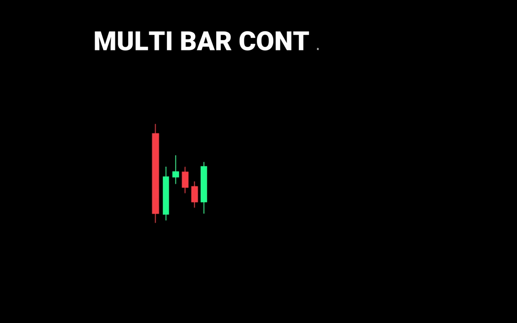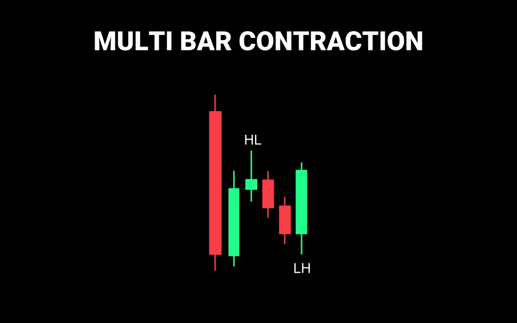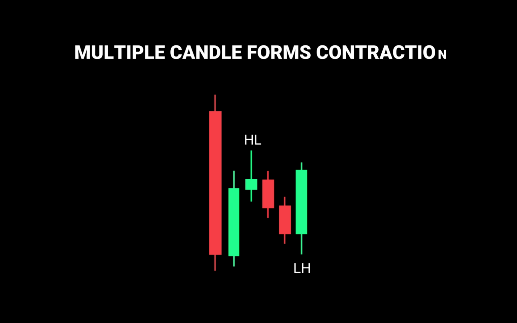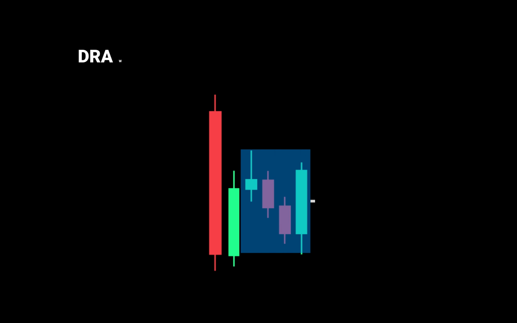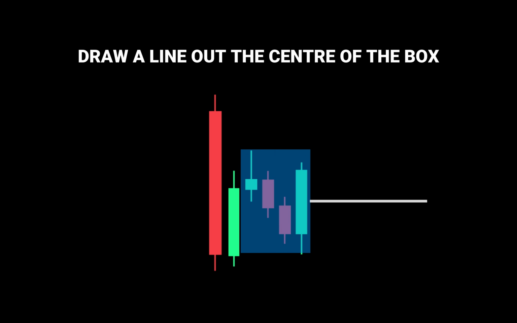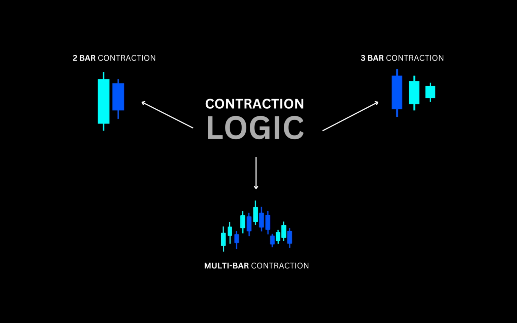And then lastly, we've got the multi-bar contraction master pattern. This is where we get this lower high and higher low occurring through multiple candles at the same time. It's when you get the swing points that start tightening. They start forming this contraction tighter and tighter until you get the simultaneous lower high and higher low. Then you draw a box around it, you project a line out of the center of that box, and then you get this expansion line that is determined from this multi-bar contraction. These are the 3 different kinds of contractions that you can identify on the charts. They all work in a very similar fashion, but there's different ways of identifying them.